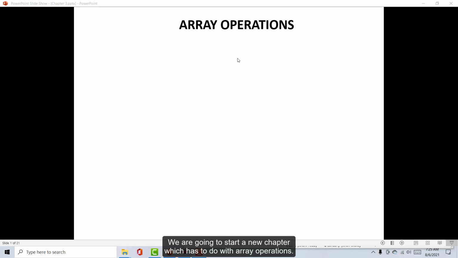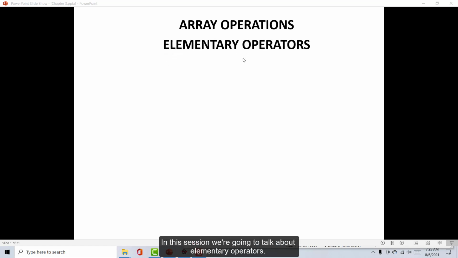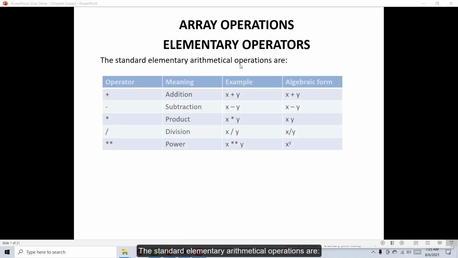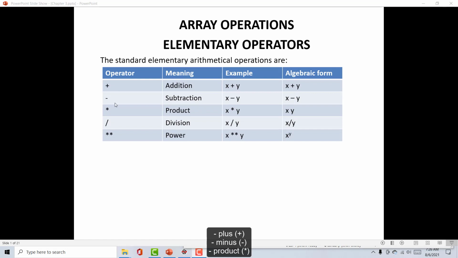We are going to start a new chapter which has to do with array operations. In this session, we are going to talk about elementary operators. The standard elementary arithmetical operations are plus, minus, product, division, and power.